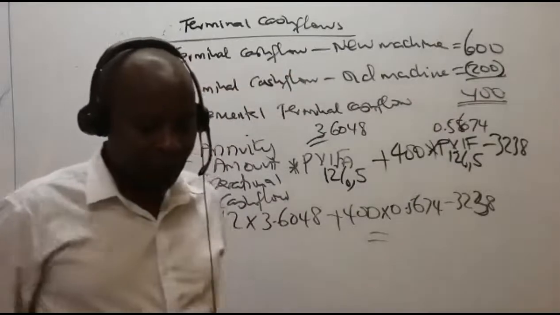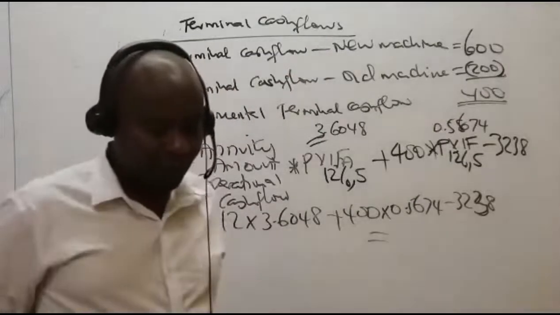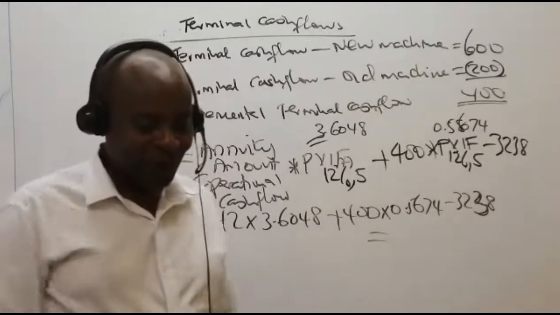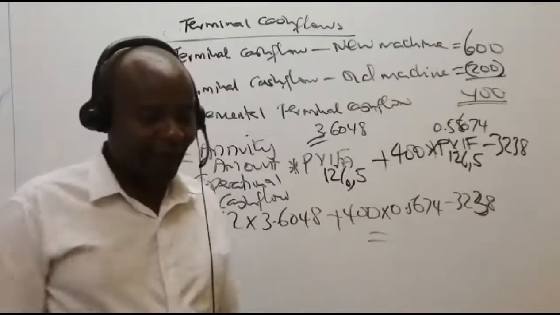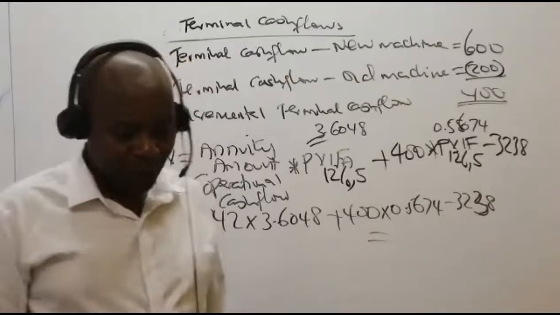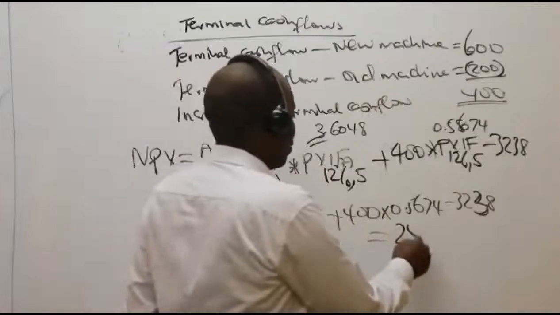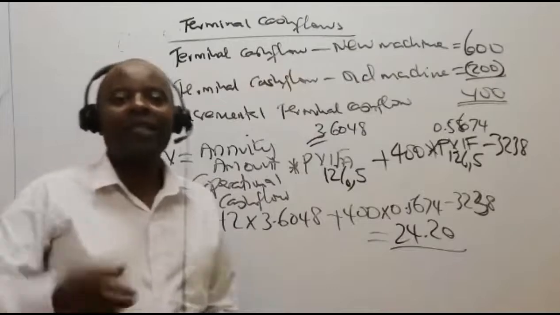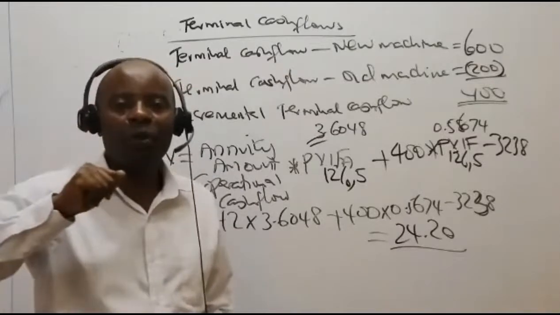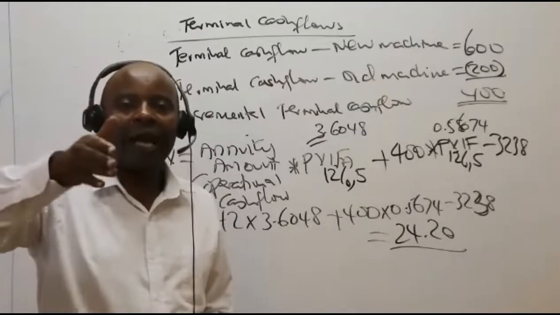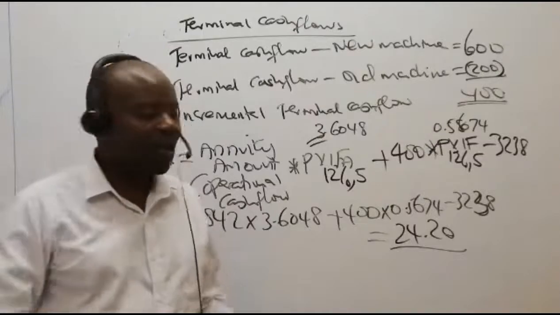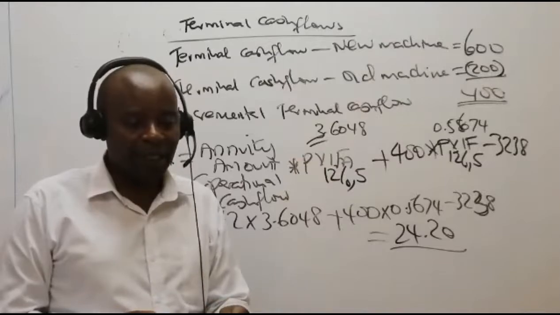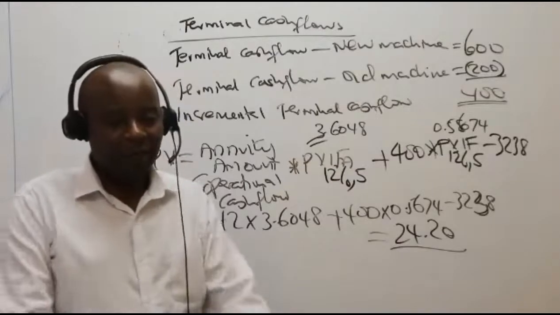Who is able to give us that net present value? I can see from Olivia, the net present value is 24.20. However small, so long as it is positive, the decision to replace is viable. So we're advising these people to go ahead and replace, because replacement has got a positive net present value.